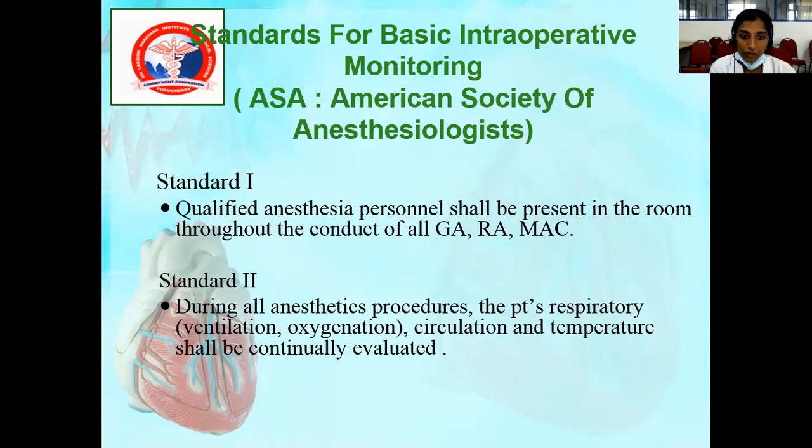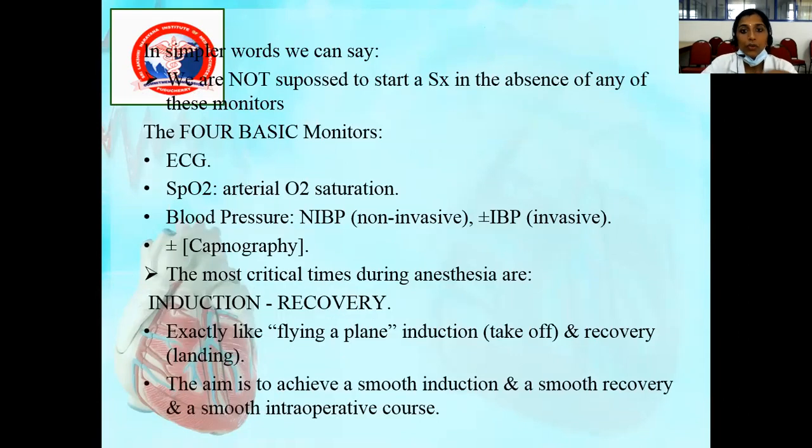A standard 2 monitor means during all anesthesia procedures, the patient's respiration, which includes the ventilatory parameters and the oxygenation parameters, patient's circulation, and patient's temperature should be continuously evaluated. So, in simple words, we are not supposed to start a surgery in the absence of any of these monitors. The four basic monitors required for any patient undergoing surgery under anesthesia are ECG, SpO2, blood pressure, which can be non-invasive or invasive, and capnography. Apart from that, temperature monitoring is also included in this.